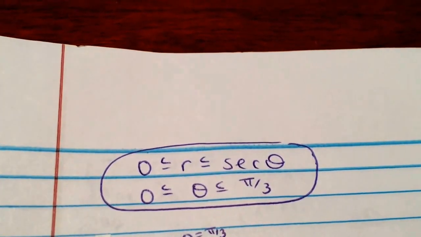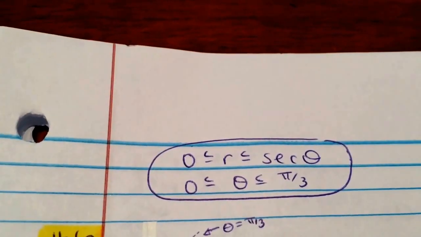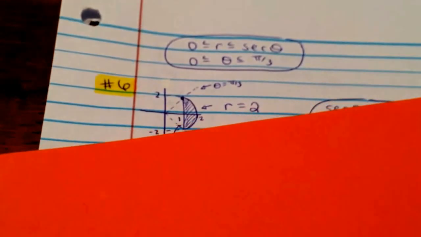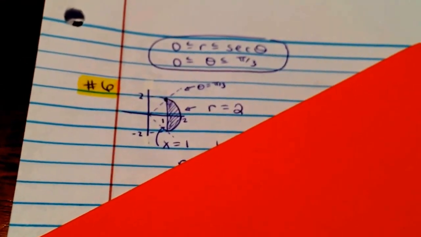Okay, so here would be my bounds. R is between 0 and secant. Theta is between 0 and pi over 3. Okay, you can try number 6 on your own, but it's a little tricky. So if you can't figure it out, don't feel bad because it's a little tricky.